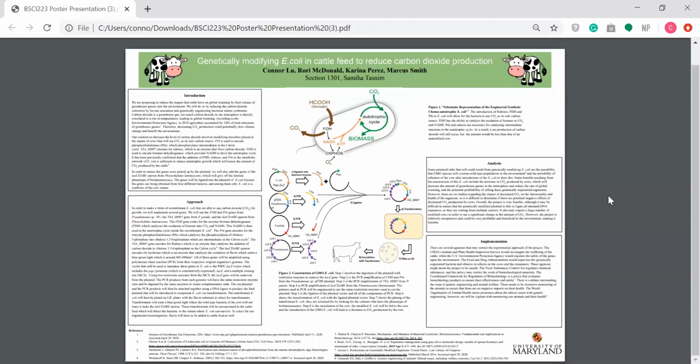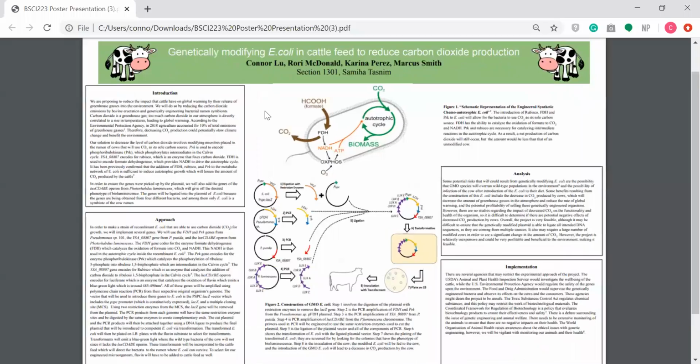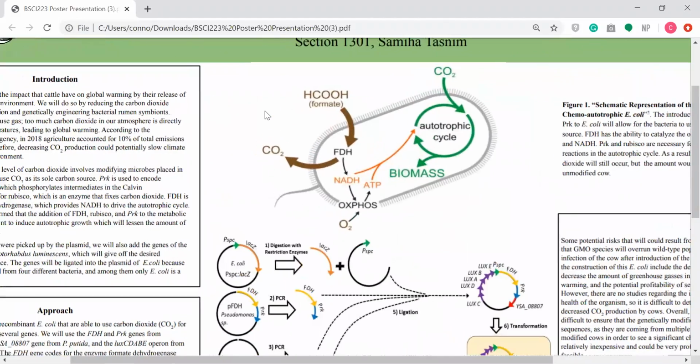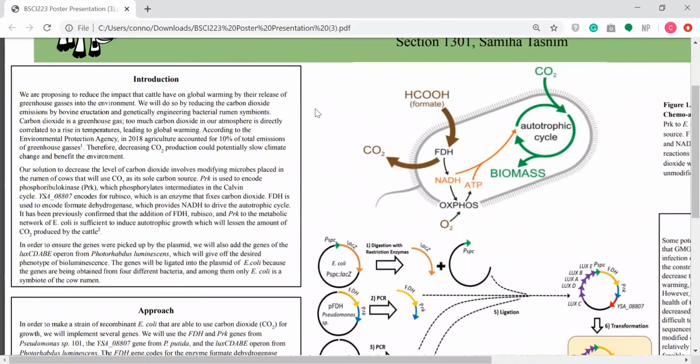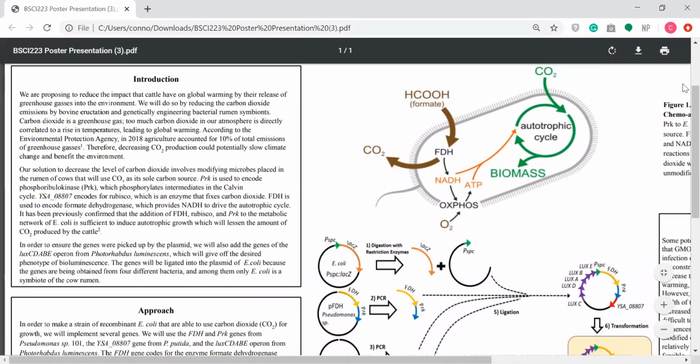Okay. Our project is to genetically modify E. coli in cattle feed to reduce carbon dioxide production. To introduce our project, we plan on reducing the impact that cattle have on global warming. Cattle release large amounts of greenhouse gases into our environment, such as carbon dioxide and carbon monoxide. Our plan consists of reducing the amount of carbon dioxide emissions by genetically engineering the bacteria found in the rumen of cows. Reducing carbon dioxide emissions from cattle could potentially help to slow climate change and better our environment.